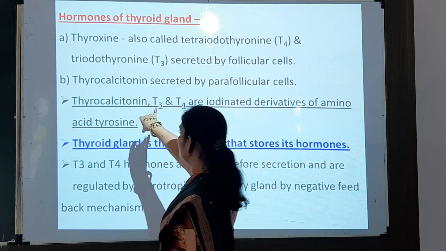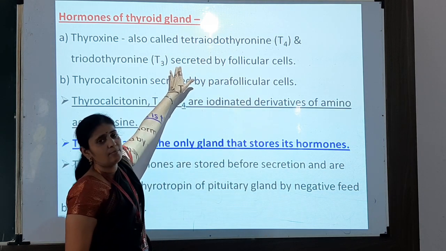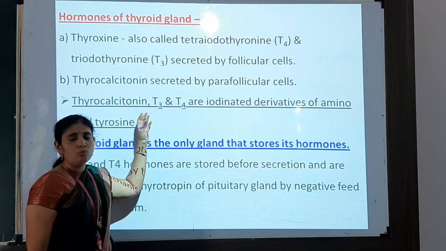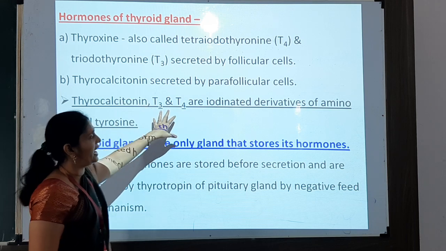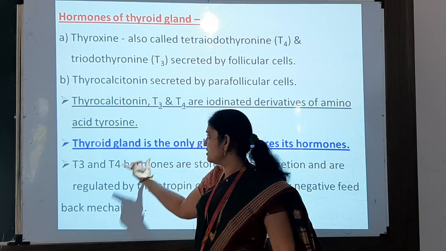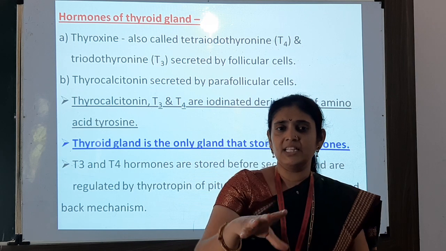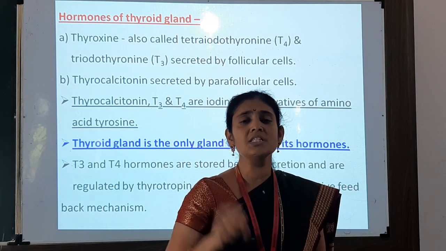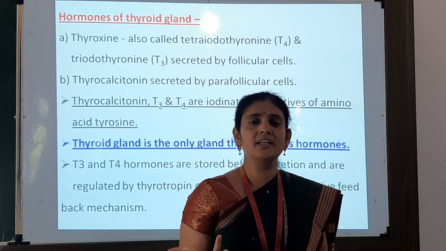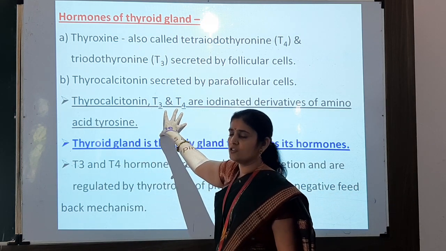So here, second, thyrocalcitonin is secreted by parafollicular cells, and T3 and T4 are secreted by follicular cells, meaning thyroid follicles. Both these hormones, thyrocalcitonin and T3 and T4, are the iodinated derivatives of an amino acid called tyrosine. The basic amino acid present in these hormones is tyrosine, and when iodine is added, it gets iodinated derivatives.